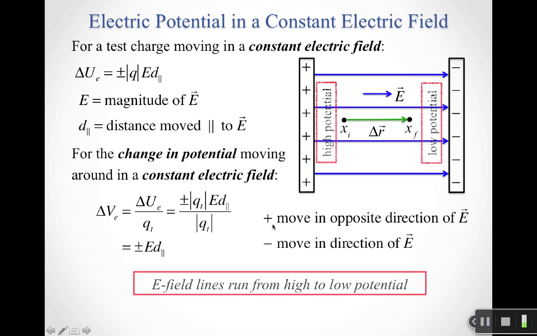One of the things that this tells us right away is that electric field lines run from high potential to low potential. Because in this picture, our electric field lines run from the positive plate on the left to the negative plate on the right, that means that the left-hand side of this field is at a much higher potential than the right-hand side. So as you move to the right, the potential decreases as you move across this field.